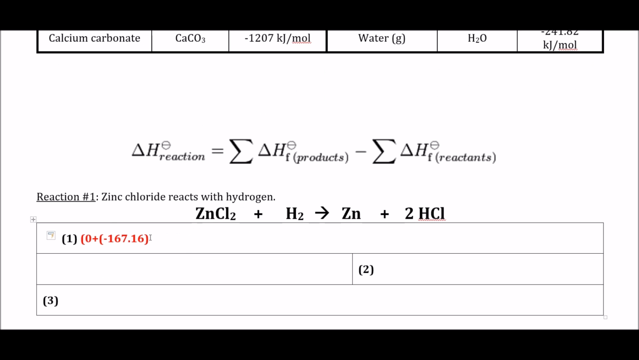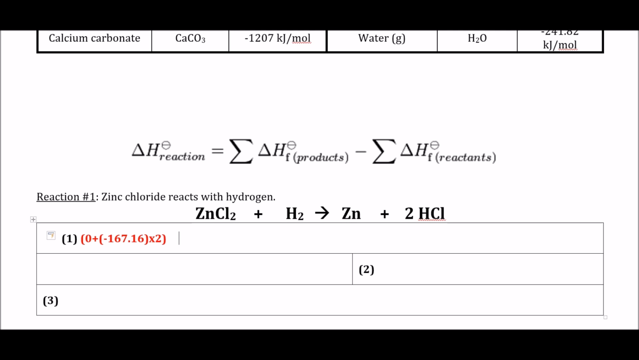Now, one thing I want to point out here is hydrochloric acid in this chemical reaction has a coefficient of 2. So we actually have to multiply this by 2 because there's 2 hydrochloric acids. And so if you take a look, this actually satisfies this part of the reaction. Again, we take the sum of the heats of formation of the products, and these are the products. Okay. All right. Now what we do is we subtract.